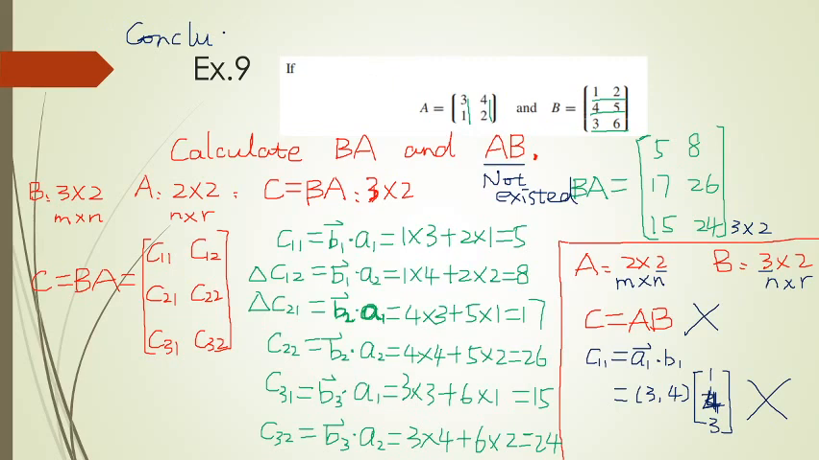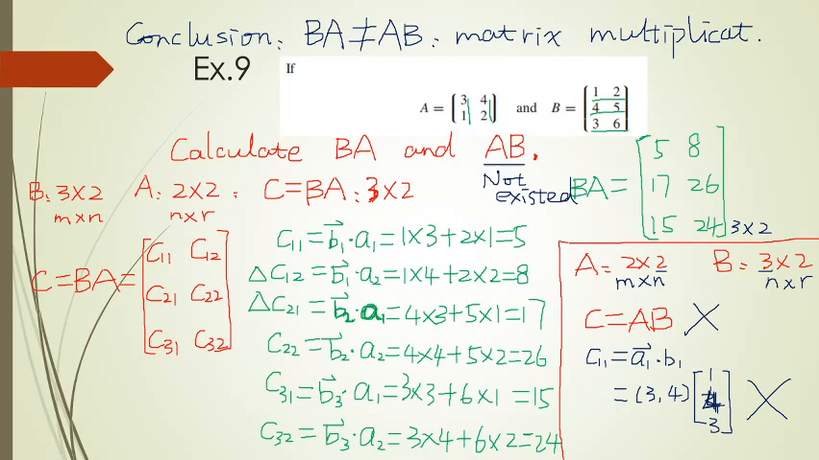That's why, in the previous example, it's the same. The previous example, A times B is 3 by 3. B times A is 2 by 2. The formats are not the same. How can we call those two matrices the same? It's impossible, okay? What does this imply? Matrix multiplication is not commutative. This is the important property, okay?